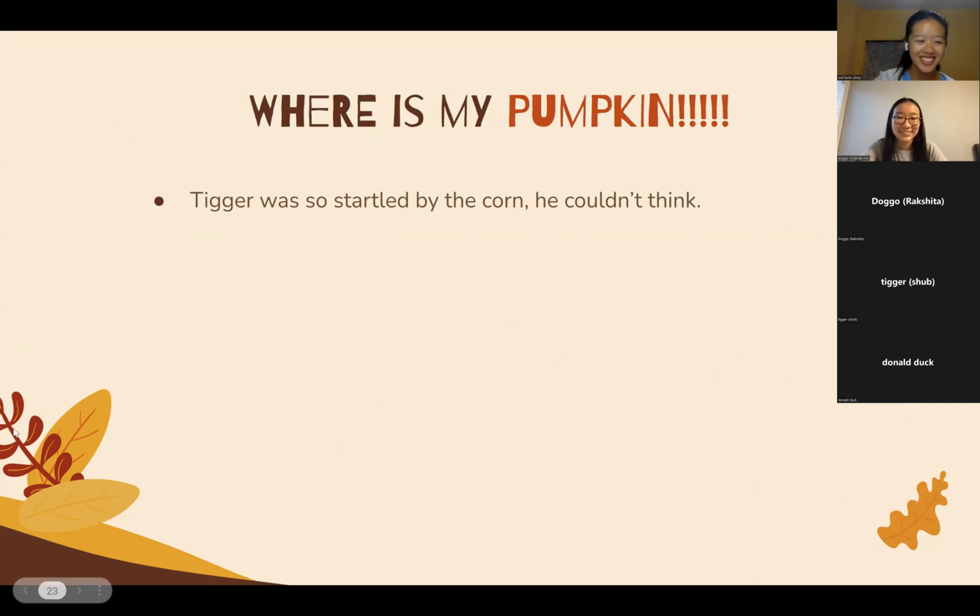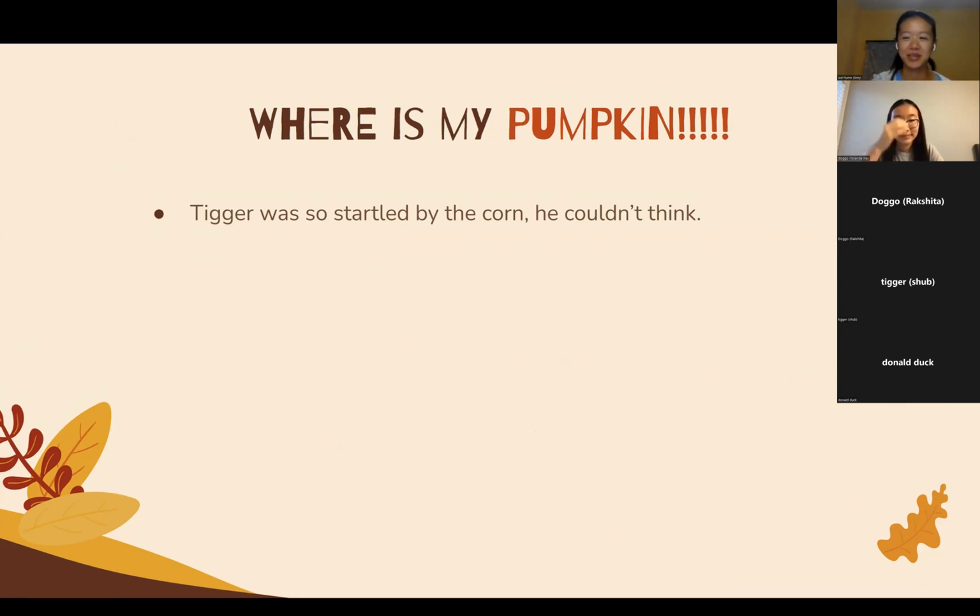Tigger is so surprised by the talking coin that he can't think. His logic has flown out the window. I mean, it probably already flew out the window because he didn't think of picking up the pumpkin and just running. Yeah, probably.